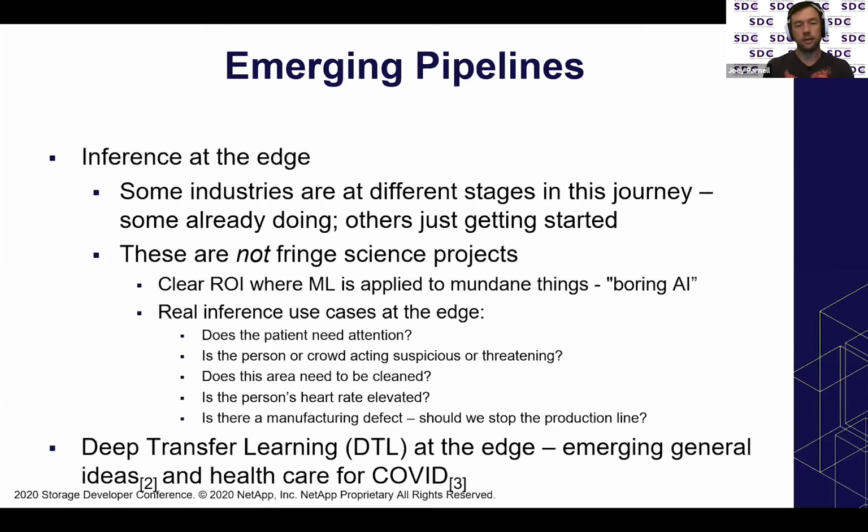And these are not just fringe science projects. These are applications of machine learning to specific problems with a clear return on your investment. This is what is sometimes referred to as boring AI, things that are not very interesting-sounding problems that we're solving, but they're very clear problems that we can solve today.